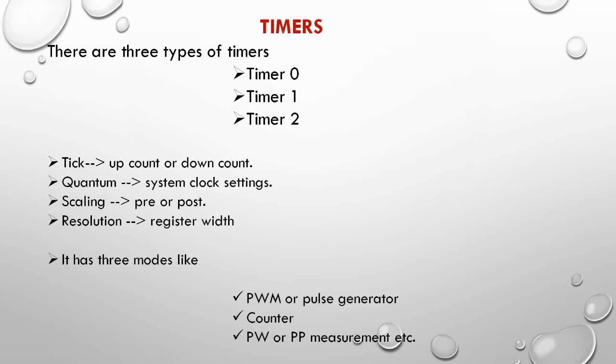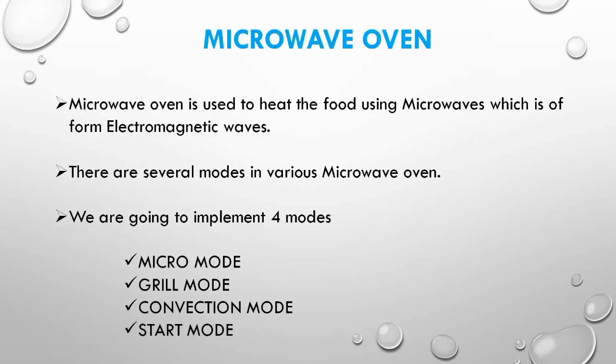The timers: there are three types of timer, timer 0, timer 1, timer 2. Tick means up counter or down counter. Quantum means system clock settings. Scale means pre or post. Resolution means the register, which has three modes like PWM or pulse mode, counter, pulse width or period measurement, etc.